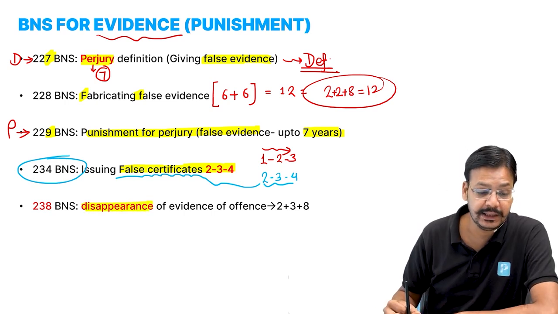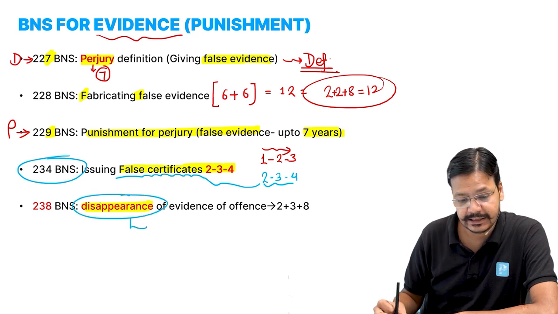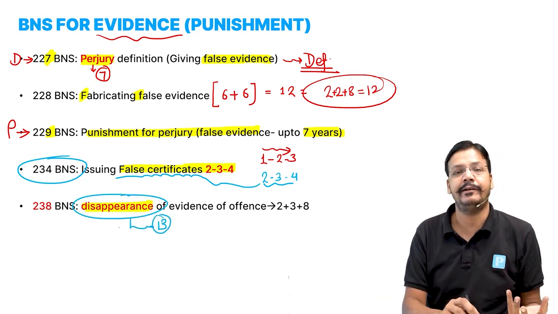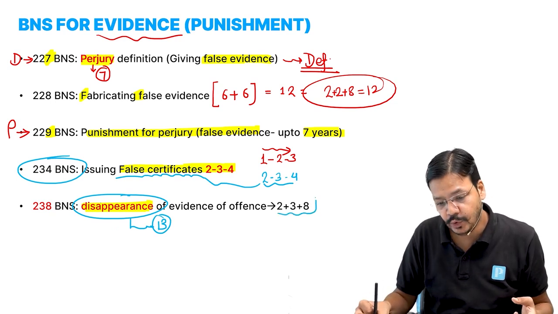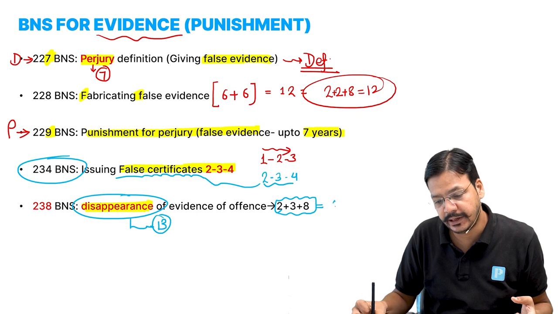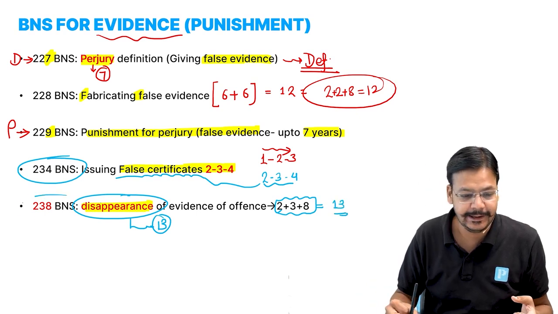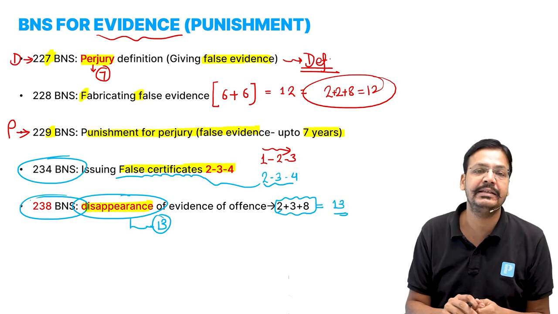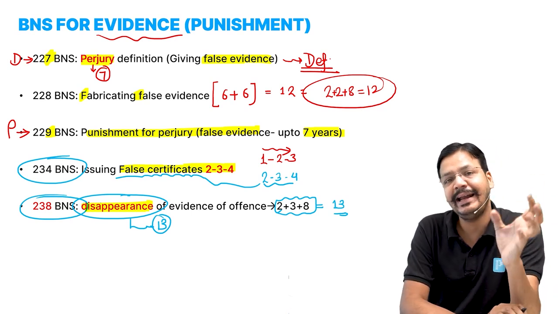Actually, sir, if you see the disappearance, it is 13 letters. And if you calculate 2 plus 3 plus 8, 238, that is 13. So disappearance of the evidence is through 238 BNS.